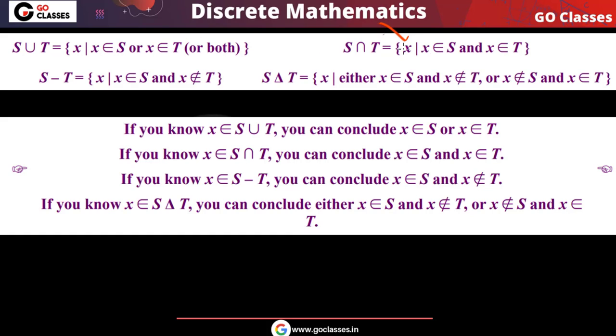In the intersection, we have those elements which are in S and which are in T. So the common elements of S, common elements of T. The elements which are common in S comma T, the elements which are both in S and T, those elements we have in intersection. This is the definition of intersection.